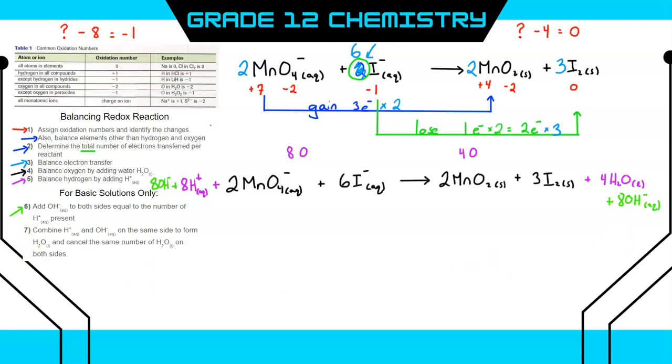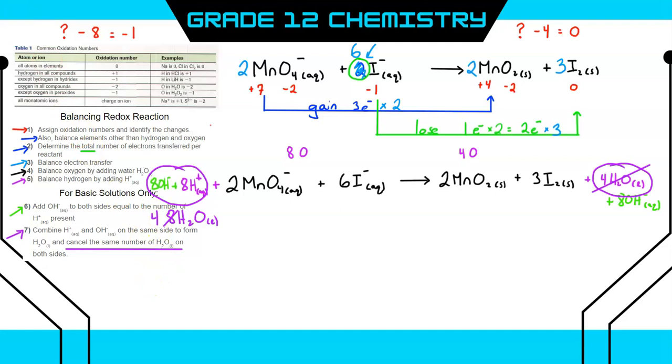Okay, and then finally, we're getting there. Running out of colors. It's all right. Step 7, combine them to form water. So here we have 8 hydroxides and 8 hydrogens. That's going to form 8 water molecules. And then cancel the same number of water on both sides. So here I have 4 water molecules and here I have 8. So I can cancel 4 on each side, which leaves us with 4 on the one side.